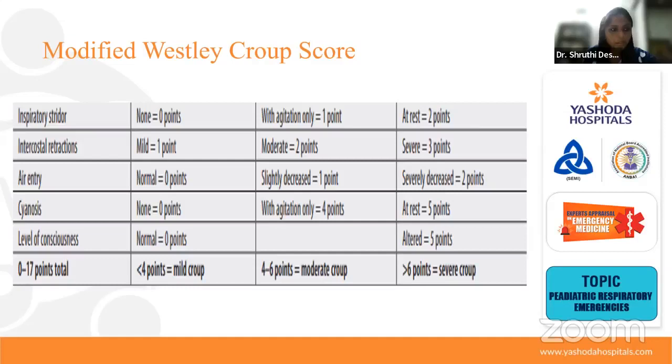and severe croup. The parameters used are inspiratory stridor, intercostal retractions, air entry, cyanosis, and level of consciousness. Based on the points given, it is classified into mild, moderate, and severe croup. If the points are less than 4, it is mild croup. If it is between 4 and 6, it is moderate croup. And if it is more than 6, it is severe croup.